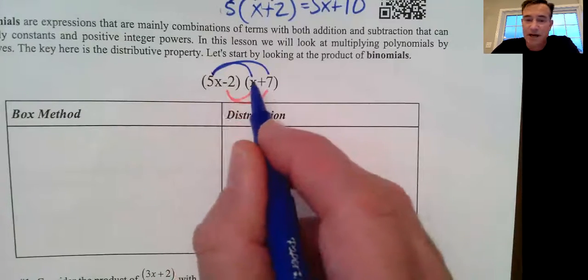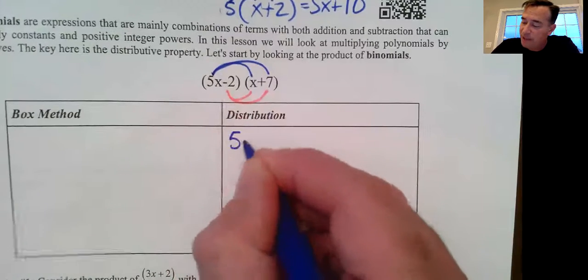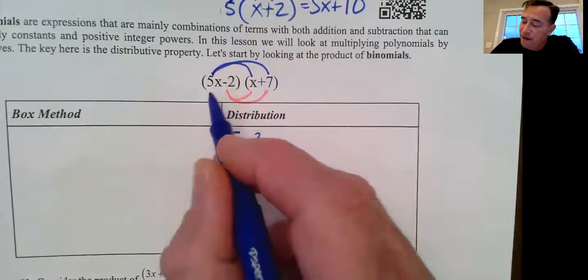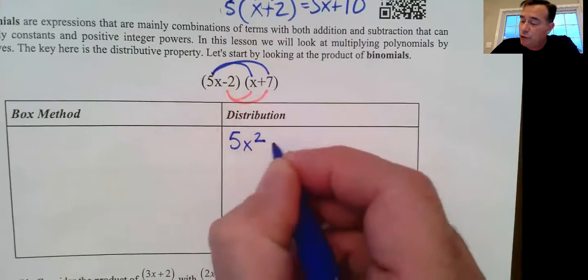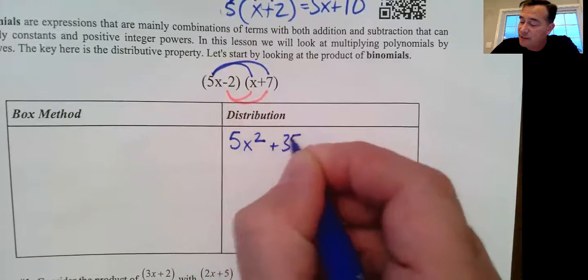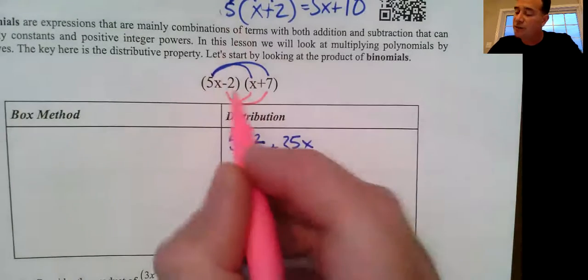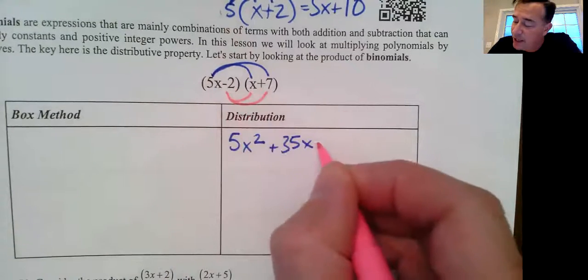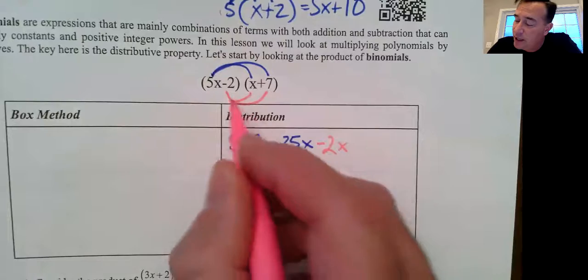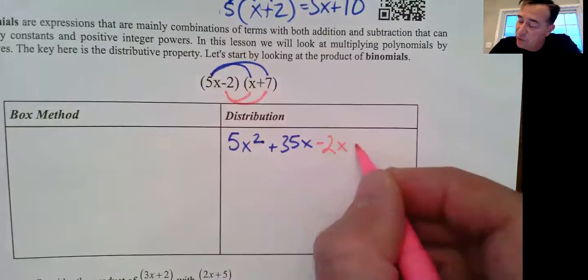So 5x times x would give you 5x to the second power. 5x times 7 is going to give you 35x, and it's positive because they're both positive terms. Then when I multiply this in here, and I've got -2 times x, I'm going to get -2x, and -2 times 7 is going to give you -14.